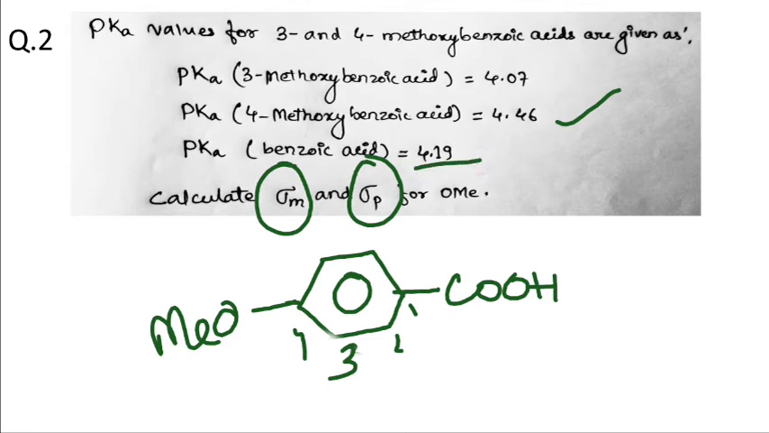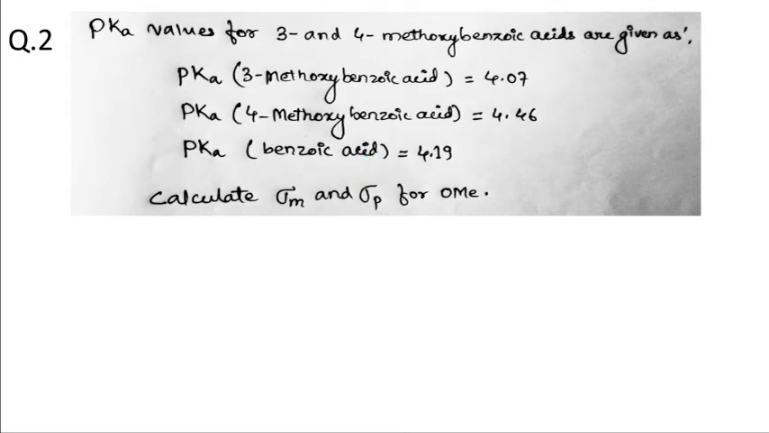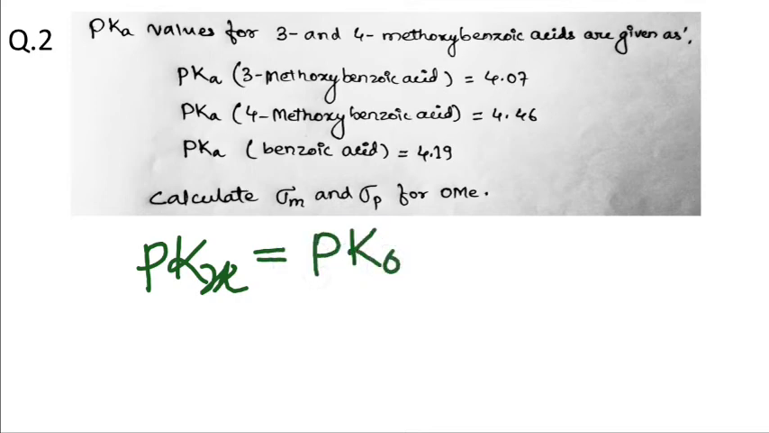And for normal, unsubstituted benzoic acid, the value for pK is given as 4.19. So let us do it. Similarly we can get pKx is equal to pK naught minus sigma rho. First of all, let us find sigma for meta.